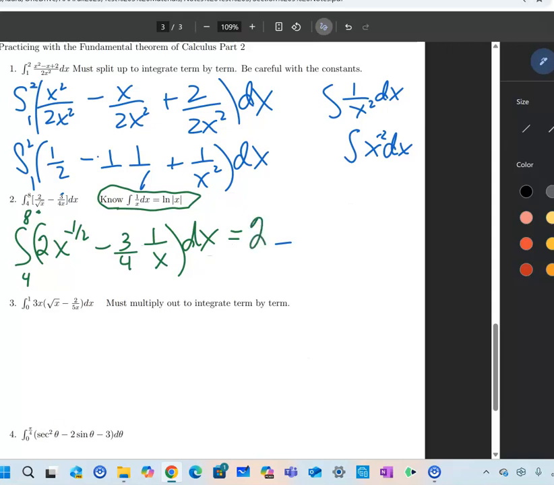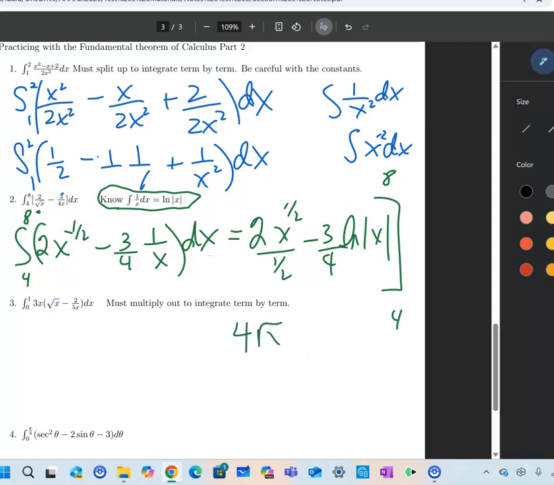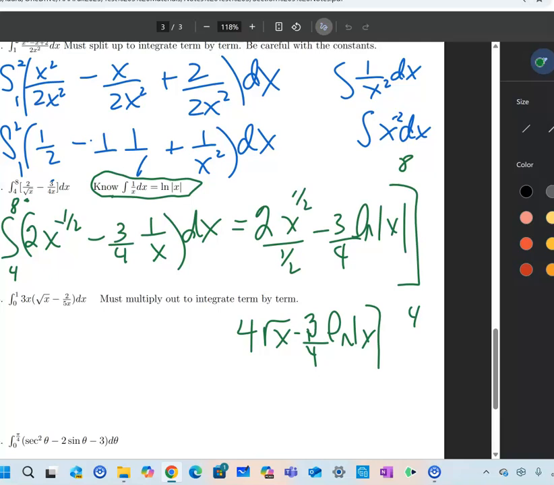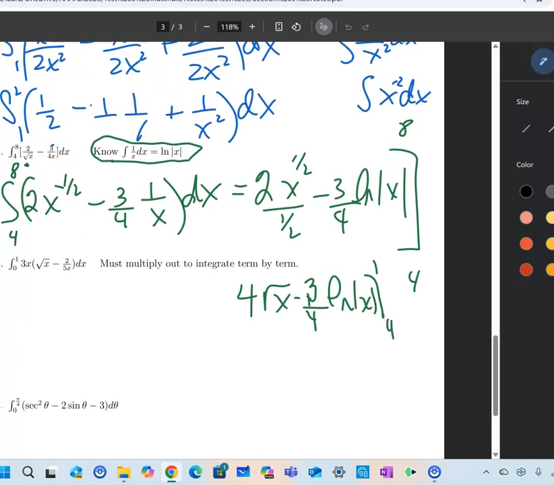So there's 2. And then I'm going to add 1 to the exponent of x to the negative 1/2. So that's x to the 1/2 over 1/2 minus 3/4 ln of absolute value of x between 4 and 8. So this turns into 4, right? Because I flipped that up. 4 root x minus 3/4 ln of x. Oops, and then still between, sorry, that's really messy. Still between 1 and 4. Okay, so now let's go, oops. Whoa, what did I just do? No, not 1 and 4, silly me. 4 and 8, right?